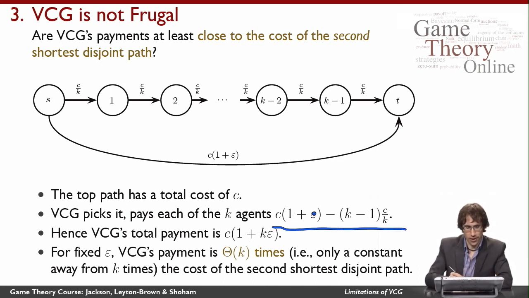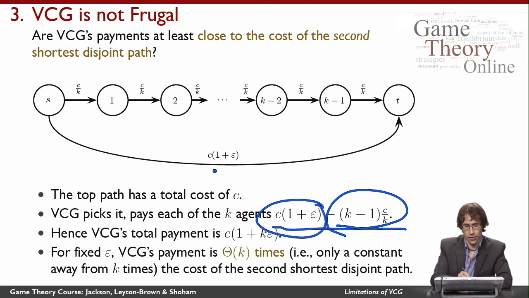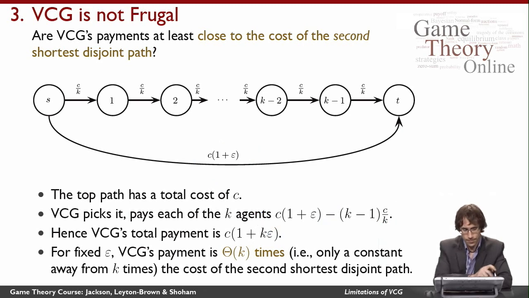So it charges each of the k agents the costs of the other agents on the shortest path, and then it pays them the utility, the cost of the guy who doesn't get picked. And if we just rearrange this, do a little bit of algebra, and compute VCG's total payment by multiplying this amount by k, you can confirm that this amount here is VCG's total payment here.